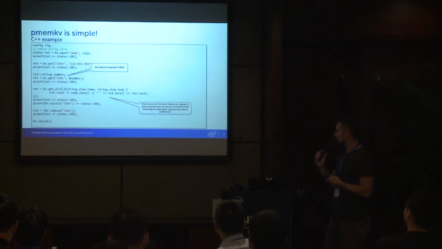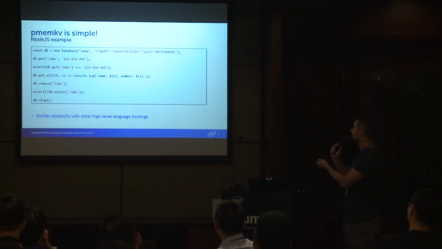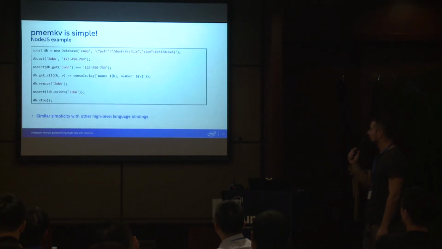And after that, there is nothing surprising. We are checking with exist if John still exists. Yes, he's existing because we are removing him later. And we can close our database. So, very straightforward API. And this is Node.js example. The same situation, but even less coding.